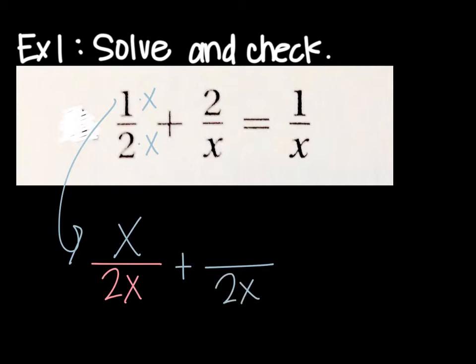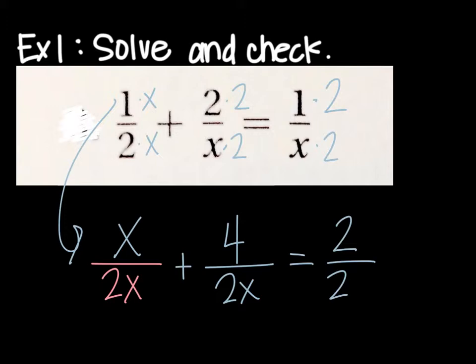Okay, to get the 2x out of the x up here, I've got to multiply by 2. So whatever I do to the bottom, I also have to do to the top. So 2 times 2 is 4. And then my x times 2 gave me my 2x. So you want to bring down your equal sign. And then I have to get 2x. I'm going to multiply by 2 in the top and the bottom. And I get 2 over 2x.